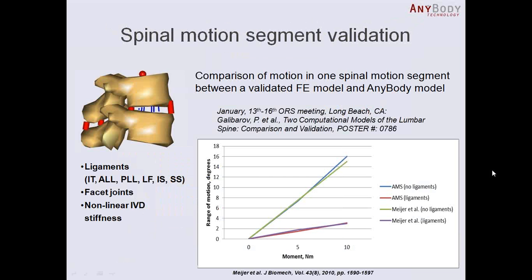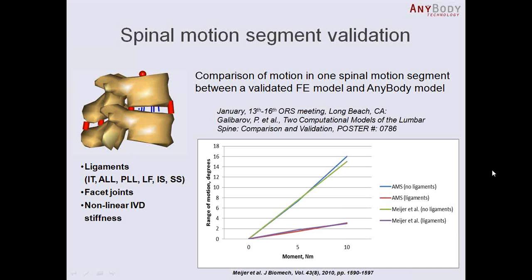Now back to the idea of validation. More recently, Galibarov and colleagues have focused on validating the model for passive intervertebral stiffness at the level of a single functional spinal unit. They compared AnyBody results to data readily available from a validated FE model published by Meyer and co-authors. As you can see, the torque rotation curves from the AnyBody model agree quite well with the published data, both for the disc stiffness alone and also with the full set of ligaments included.